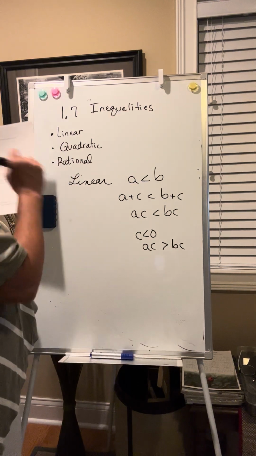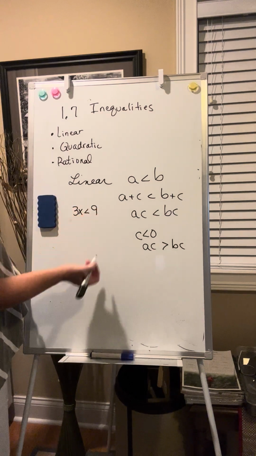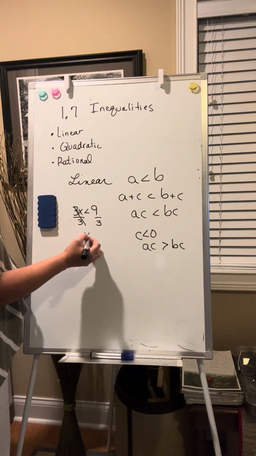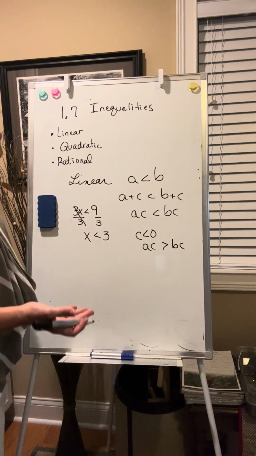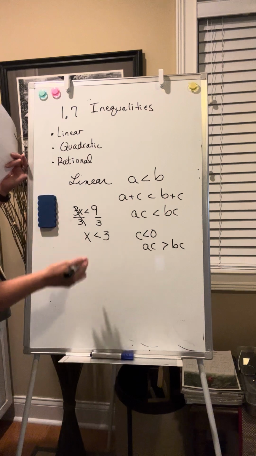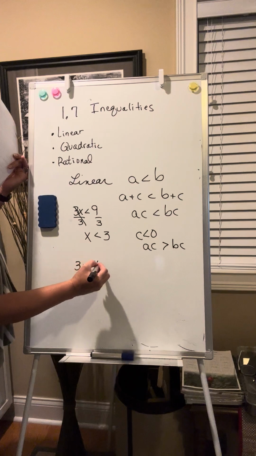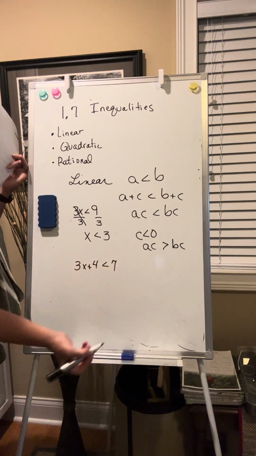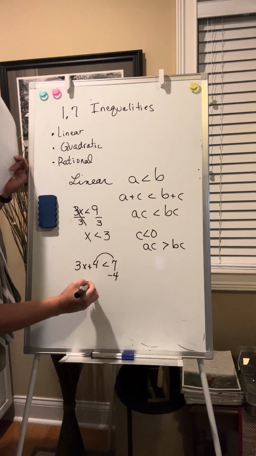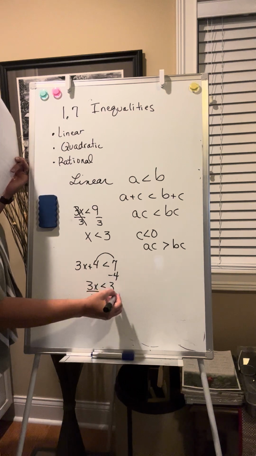But this is what it looks like in an example. Let me show you. If we had 3x less than 9, a simple inequality, we could divide by 3 to solve it like we would an equation, and nothing really happens. It stays a less than. It doesn't flip the inequality. As long as you're doing operations like, let's say, 3x plus 4 less than 7, if we were solving that, we would throw the 4 across the line. We can add and subtract without messing with the inequality symbol. And we can multiply and divide.